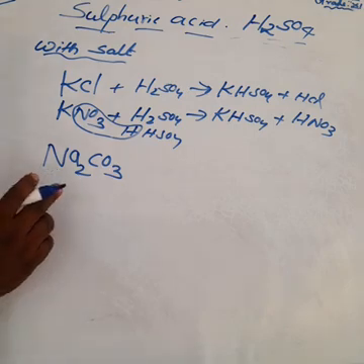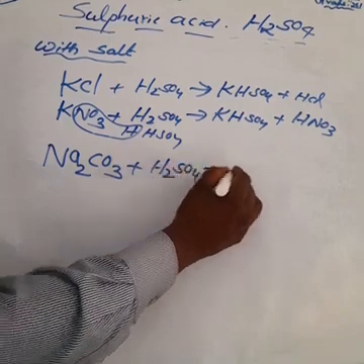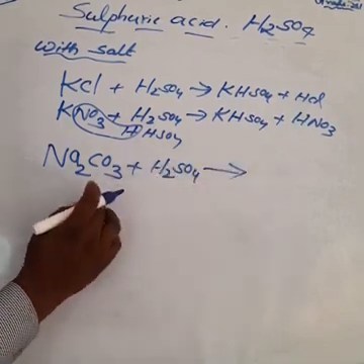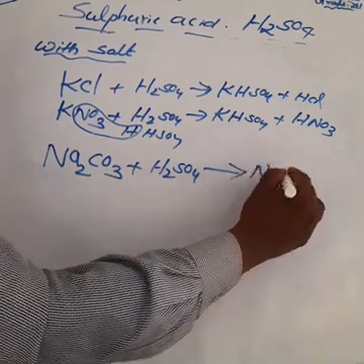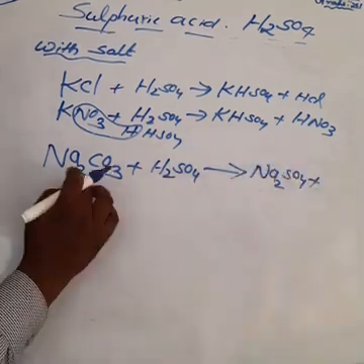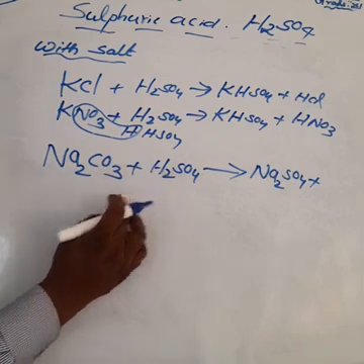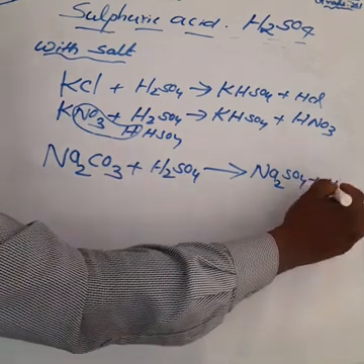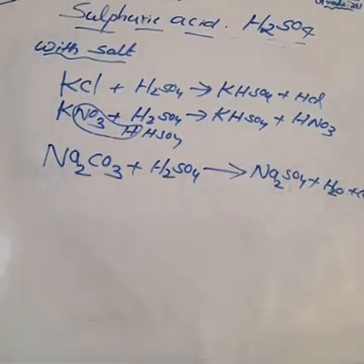By the reaction between sulfuric acid, H2SO4, plus sodium carbonate, Na2CO3, we get sodium sulfate. The sodium combines with the sulfate, we get Na2SO4. Hydrogen combines with oxygen, we get water molecules and also carbon dioxide, CO2. Next one.